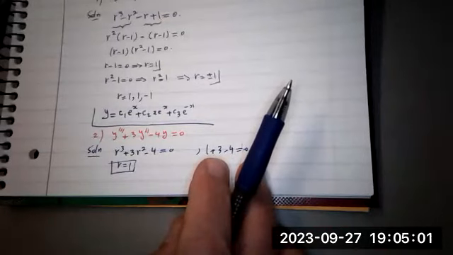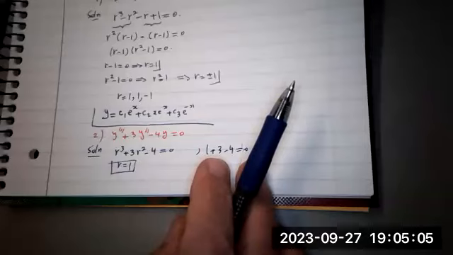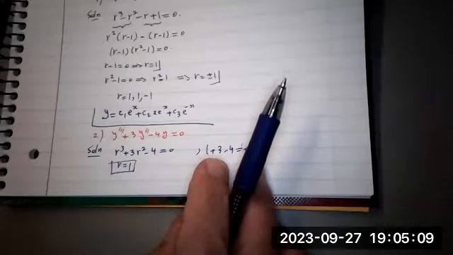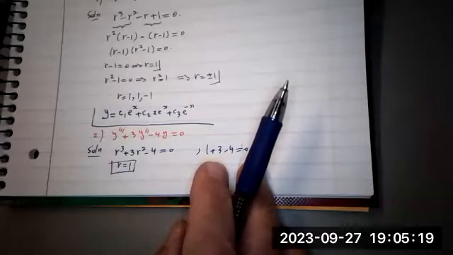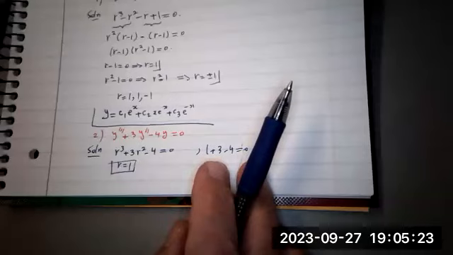Divisible by... 4 is divisible by 1 and 2 and 4, and no, it's not divisible by 3. So the possibilities are positive and negative 1, positive and negative 2, positive and negative 4. So the solution must be around here.